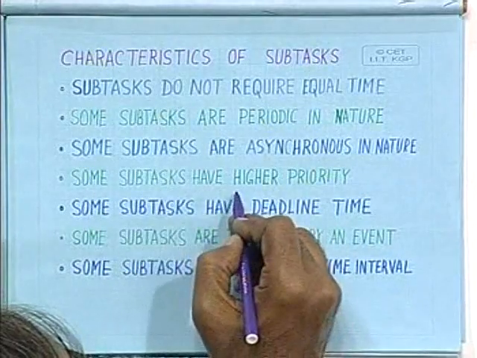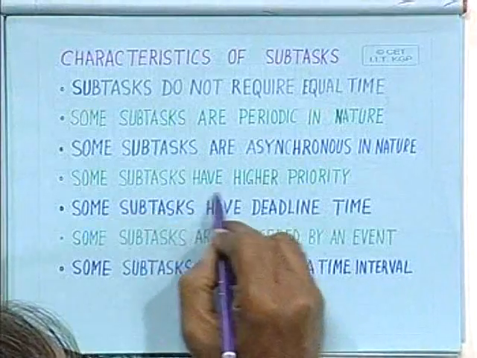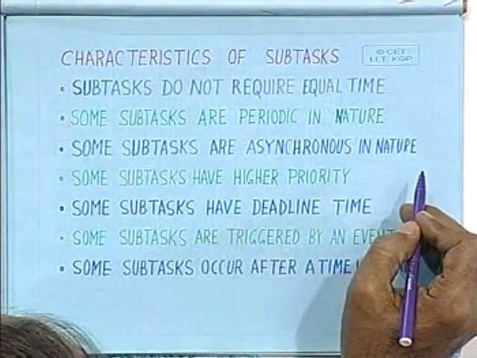Then some subtasks have higher priority, particularly the subtasks which are real time in nature. They have to be given higher priority. For example, you are controlling a missile or an anti-aircraft gun. So to pull the trigger and fire, that is a real time job. Once a target is found, you have to trigger within some deadline time. So that's a high priority task. On the other hand, to display some information on the monitor or on the LEDs, those things are not of high priority. That means some subtasks are of high priority, some are not of that high priority.